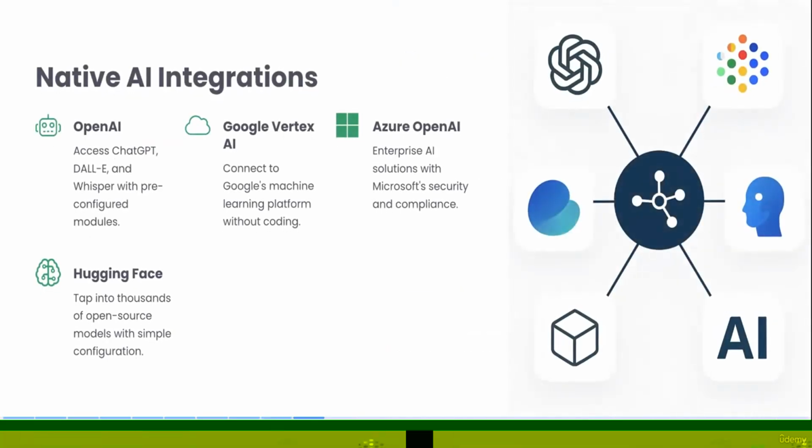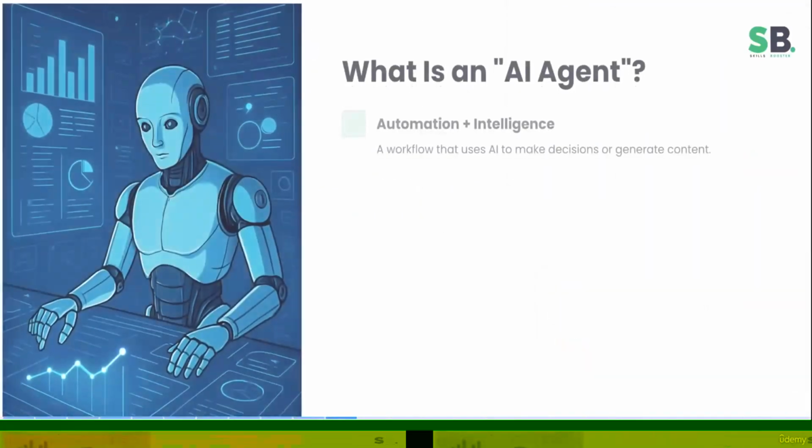Native AI integrations. You have OpenAI with access to ChatGPT, DALL-E, and Whisper with pre-configured modules. You have Google Vertex AI, which connects to Google's machine learning platform without coding. Azure OpenAI, an enterprise AI solution with Microsoft security and compliance. And Hugging Face, tap into thousands of open source models with simple configuration.